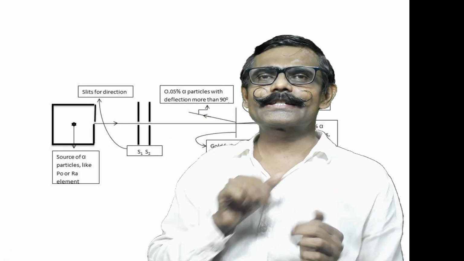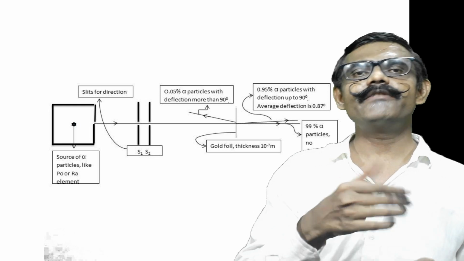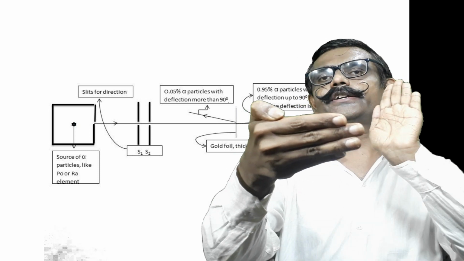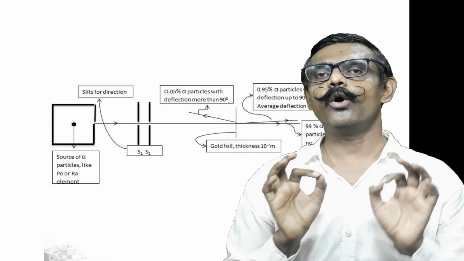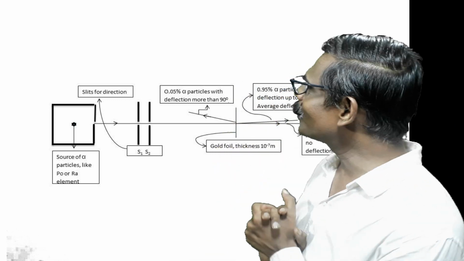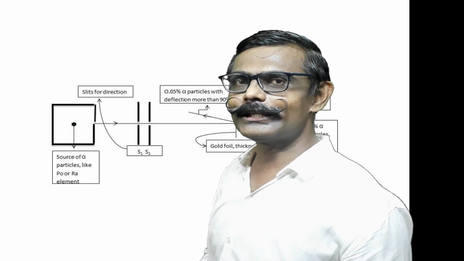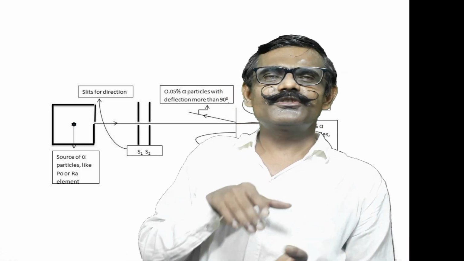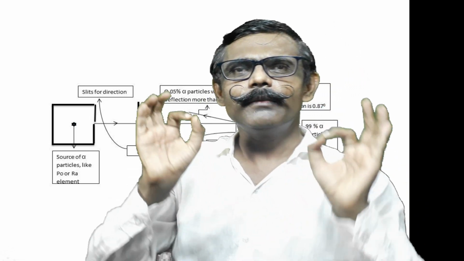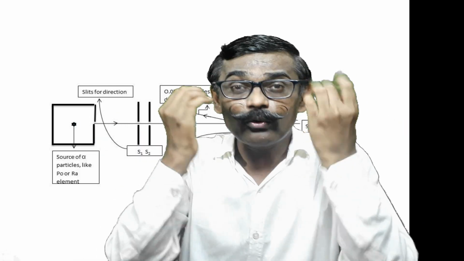99% of alpha particles went straight without any kind of deviation or deflection. Only 0.95% of the alpha particles were deviated between 0 degree and 90 degree. Up to 90 degree deviation is shown by only 0.95% of the alpha particles. A very small fraction. On average, the deviation was just by a small angle. They were a little bit deviated, and the deviation was 0.87 degree, not even 1 degree.